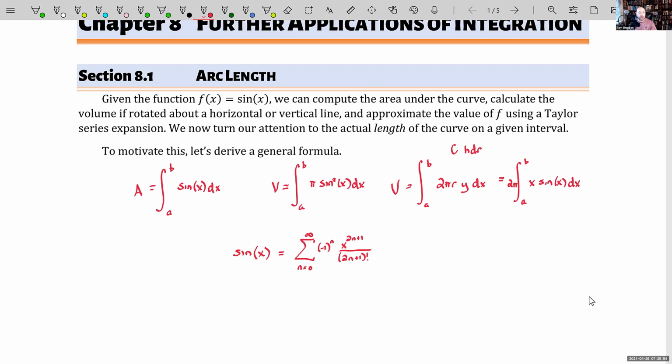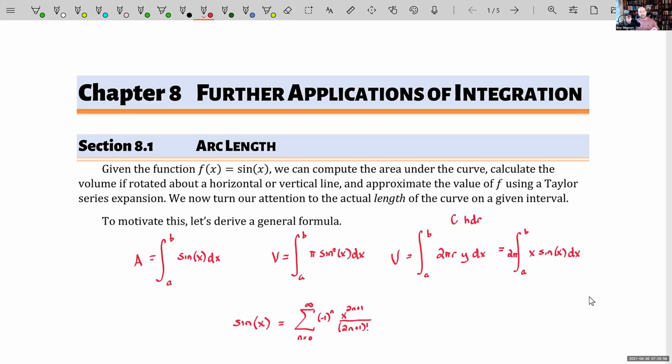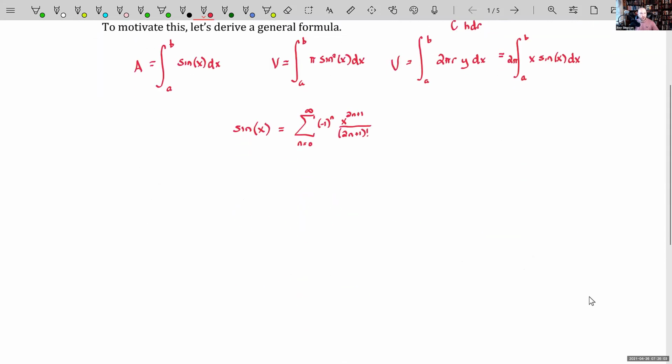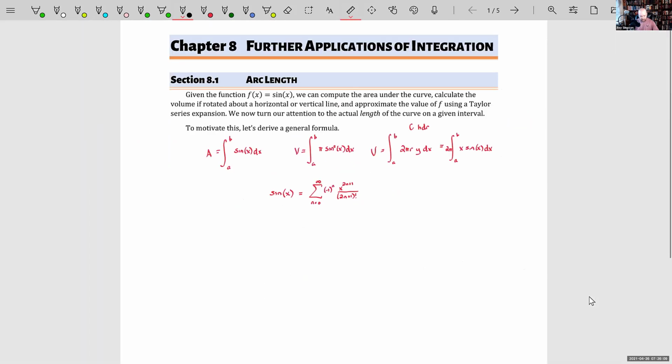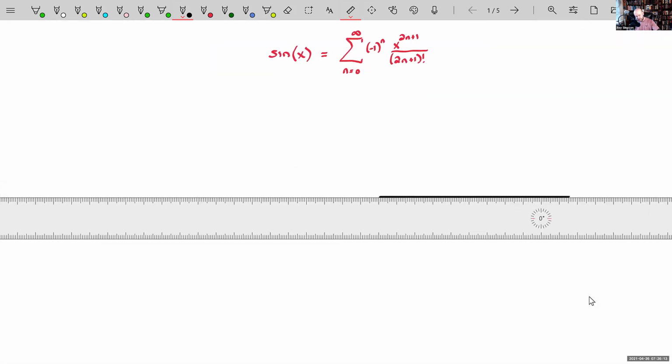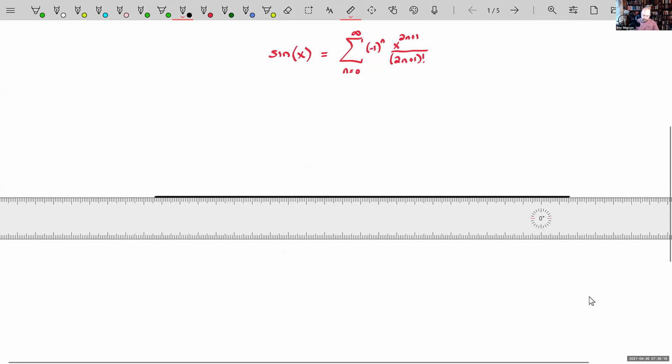Now we turn our attention to the actual length of this curve. So what is the length if you were to draw this out, maybe over a real nice clean interval? Let me go ahead and grab my ruler here, and let's pretend we have some sine curve.